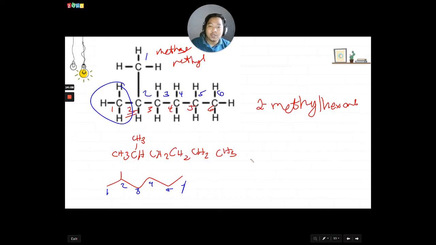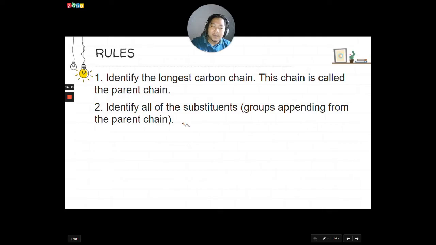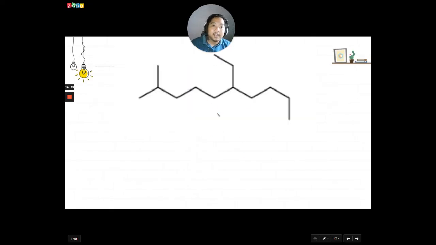So the second rule gives us: identify all the substituents of the structure, and we change the suffix to -yl. So that is the second rule. Now, how about if we have different attachments? So first, still follow the rule of claiming the longest chain.